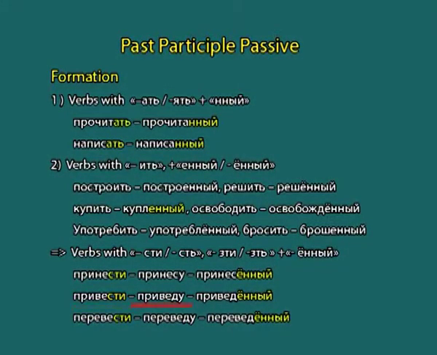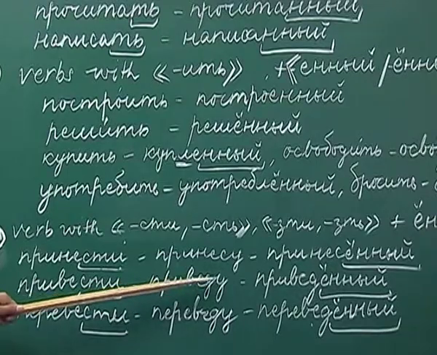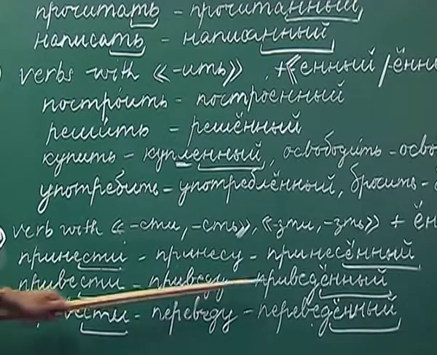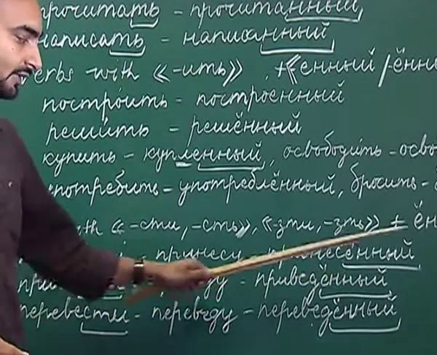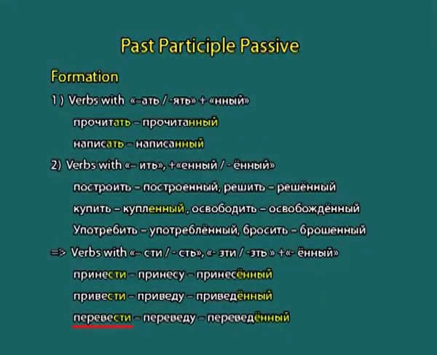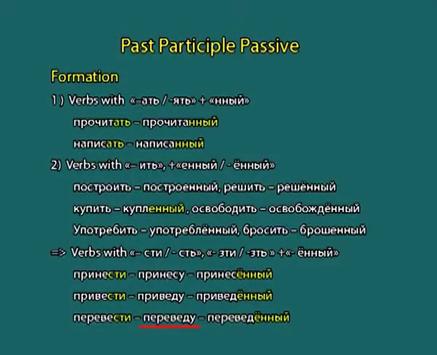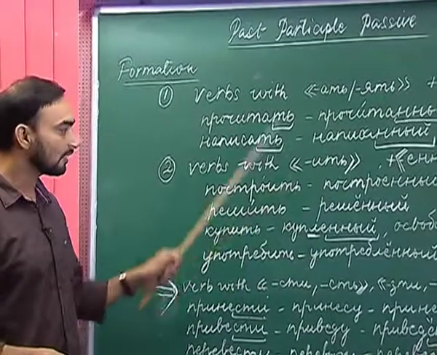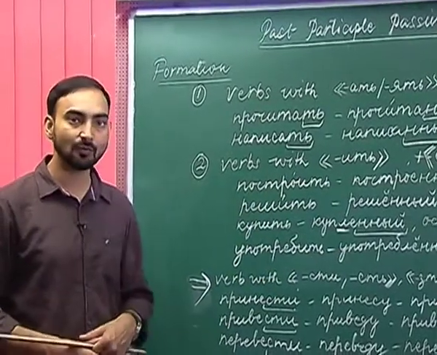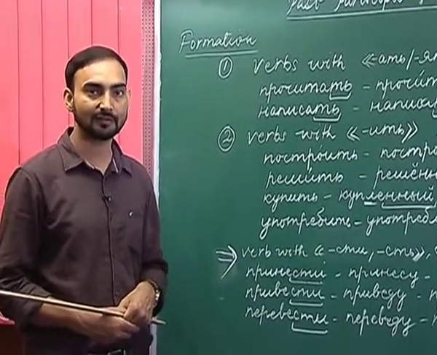Privisti, ya prividu. Again you have to drop the ending u and add yonni. Prividyonni. The next is pirivisti. Pirivisti is to translate. Ya pirividu. Pirividyonni. So this is how we form the past participle passive. So apart from these two rules, there is one more rule also which we will discuss now.